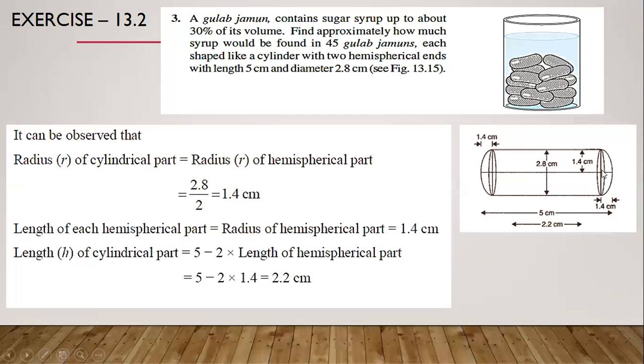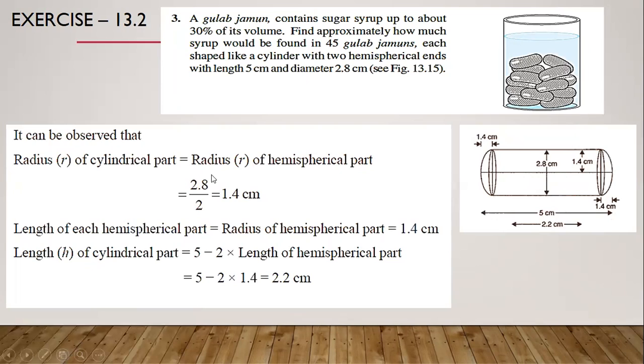So the height of the hemispherical part is 1.4, and on the other side also 1.4. The total length is 5, and the 1.4 and 1.4 we have to subtract. So the height or length of the cylindrical part will be 2.2 centimeter. Okay, so let us describe that first.